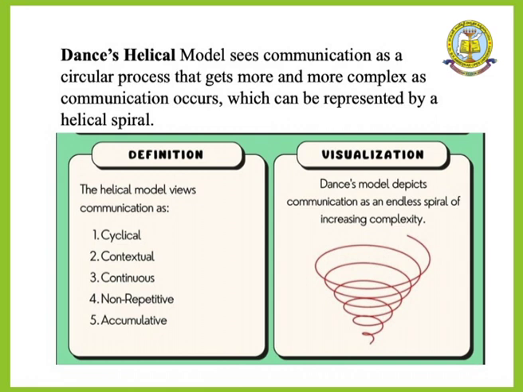Then you have one more model given by Frank Dance, where he speaks about communication happening in a spiral form, a cone, where one person communicates and that communication goes to the whole world. So it's in the form of a spiral. For more detail about these models of communication, you would have one more session.